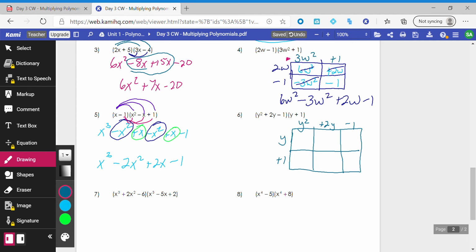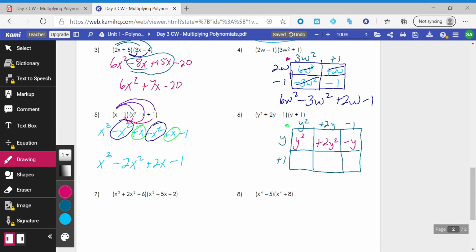I'm still dealing with multiplying everything times everything. So I might as well take the y and multiply it times everything up here. Y times y squared will give me y cubed. Y times 2y will give me positive 2y squared. And y times negative 1 just gives me minus y. And then I'm going to do the same thing with the 1. I'm going to multiply 1 times everything.